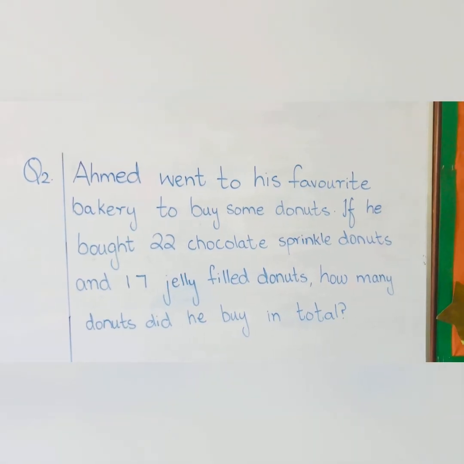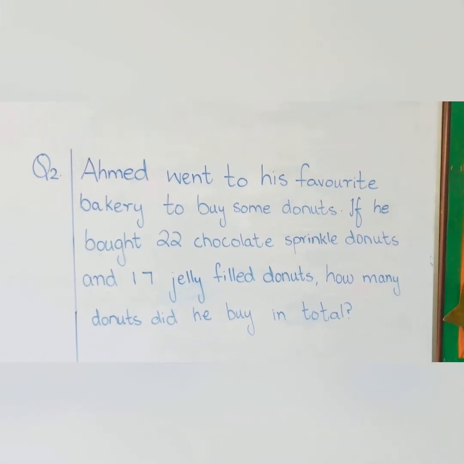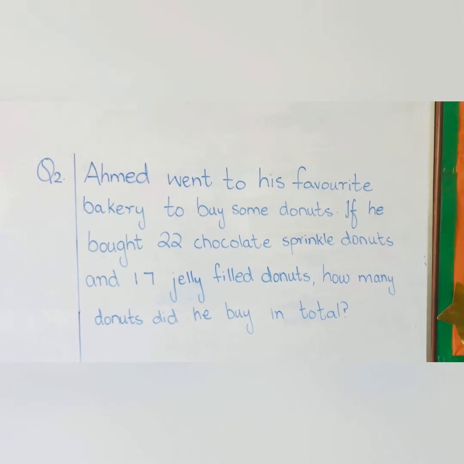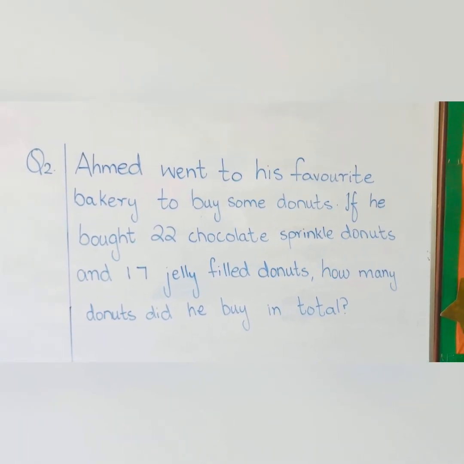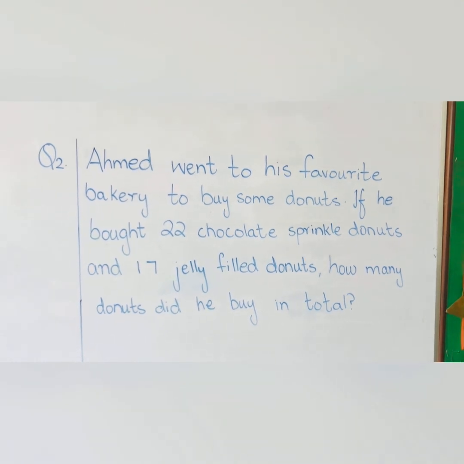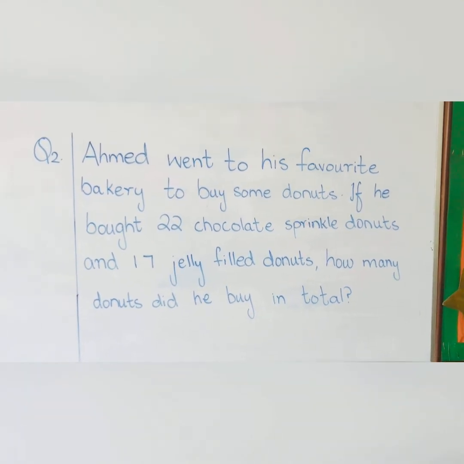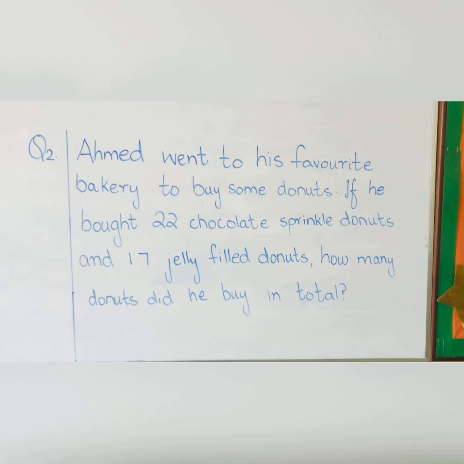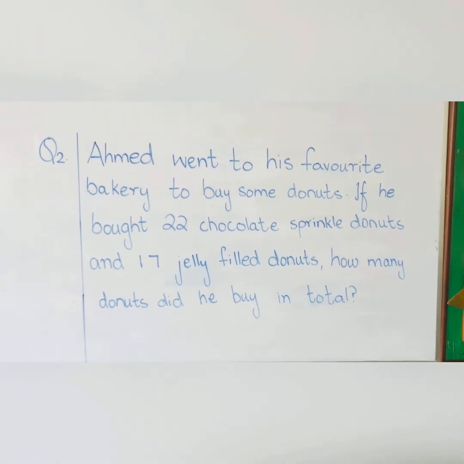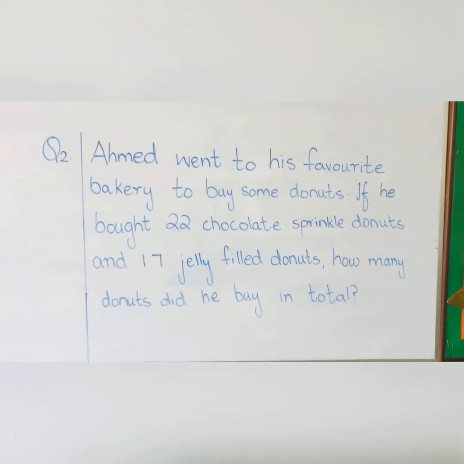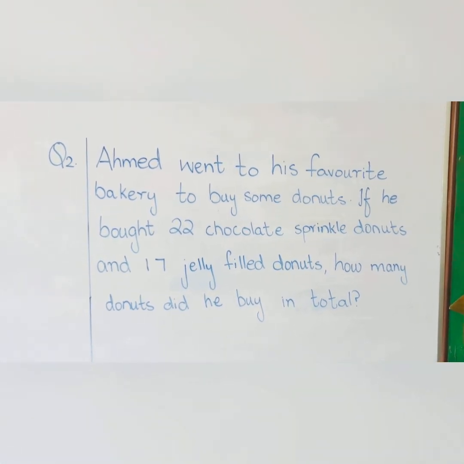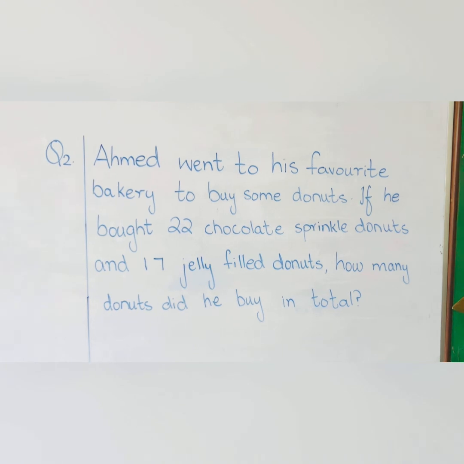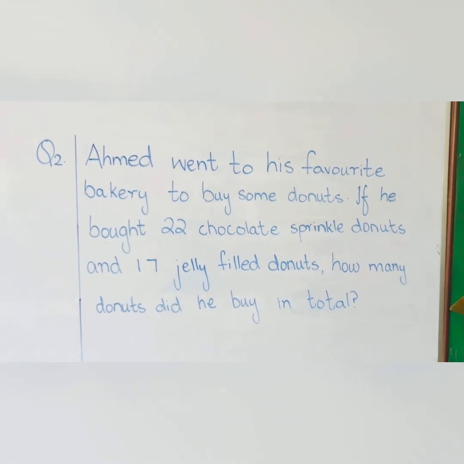Okay class, so your homework question is, Ahmed went to his favorite bakery to buy some donuts. If he bought 22 chocolate sprinkle donuts and 17 jelly filled donuts, how many donuts did he buy in total? Now this is the story sum you have to solve, and what is the first thing you will do? You will understand the story and then you will write the statements and then you will solve it.